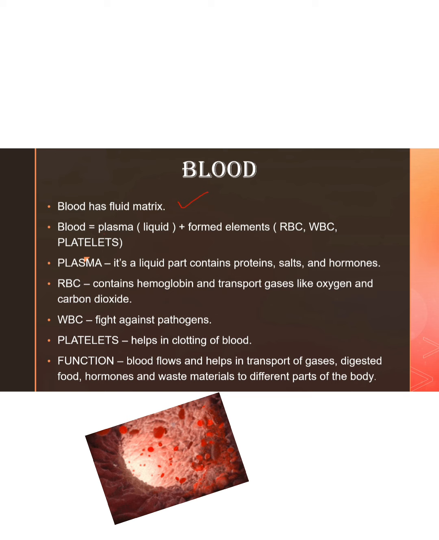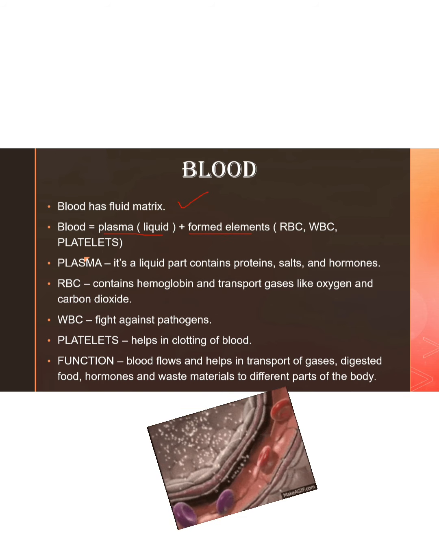You all should remember, one is the liquid portion, which we call plasma, and the other one is formed elements, which consist of RBC, WBC, and platelets. Okay. Next, plasma is a fluid structure, consisting of salts, proteins, and hormones.